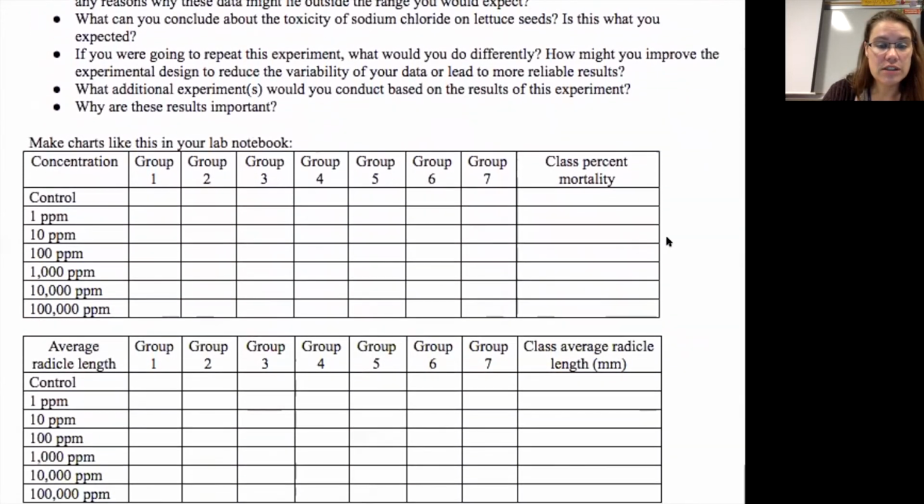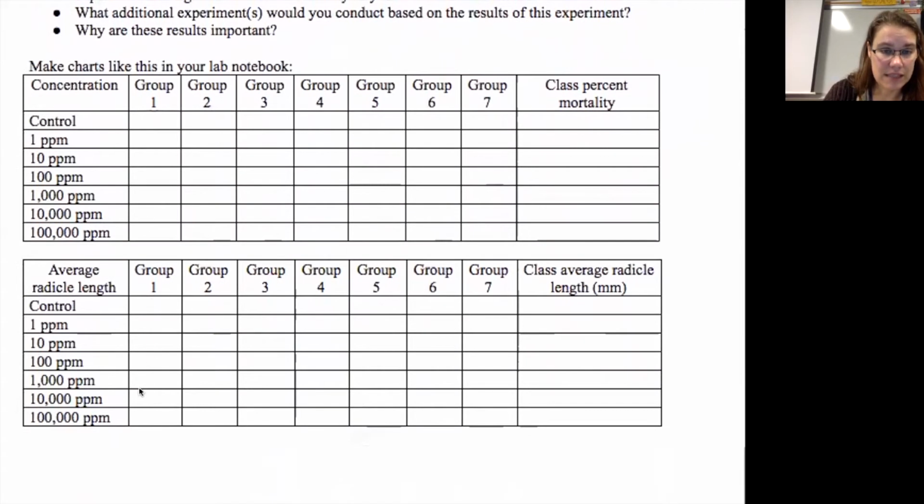Here are the 2 charts. Here's the first chart. You're going to just fill in one of these columns of how many died. How many died in the control, in the 1 part per million, in the 10 part per million, what percent died. Then you're going to fill in one of these tables with the average radicle length. If none of these germinated, then you're just going to have a 0 there. There's not going to be any data. But if all 10 of these germinated, you're going to average the length of those radicle roots.